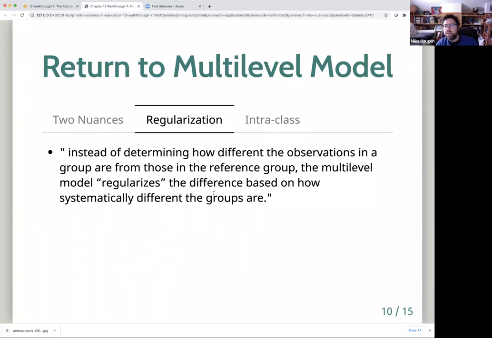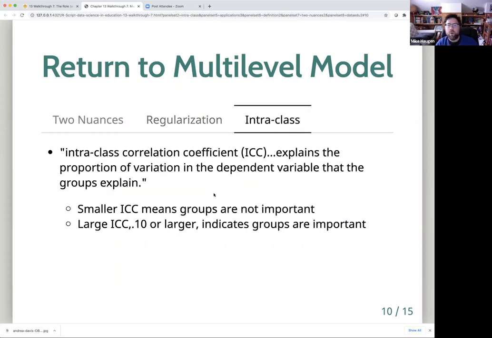So I'm a little bit fuzzy on this, but he's starting to explain the difference between what we just saw with the linear regression and what we're about to see with the intra-class correlation coefficient, ICC, which explains the proportion of variation in the dependent variable that the groups explain. A smaller ICC means groups are not important. A larger ICC, about 0.10 or 10% or larger, indicates groups are important. So we'll see that here.